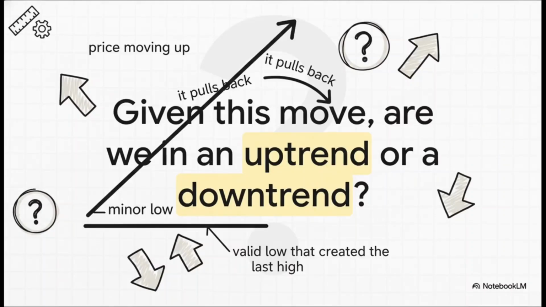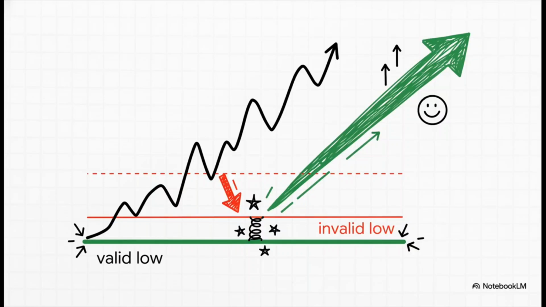Okay, pop quiz. Let's say the price has been moving up. It pulls back, breaks some minor recent lows, but it hasn't touched the valid low that created that last big high. So, what's the verdict? Are we in an uptrend or a downtrend? The answer? We are still, without a doubt, in an uptrend. And why? Because that little low that got broken, it was an invalid low. It was just noise. The main trend is only officially in trouble if the price breaks below that one valid low that kicked off the last new high. As long as that level holds, you're still looking for buys.